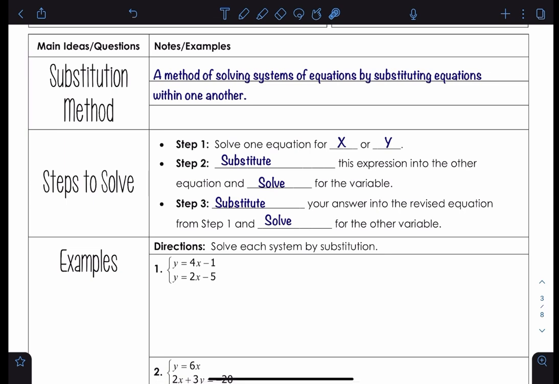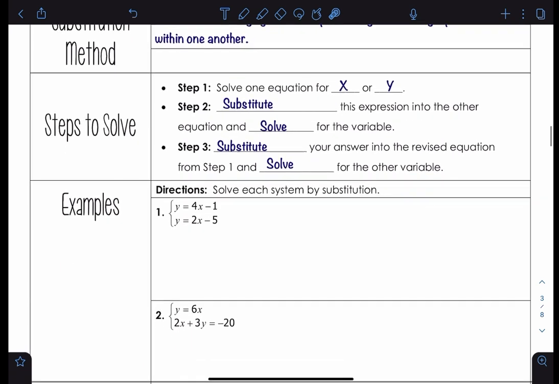So step 1, we're going to solve one equation for x or y, meaning we're going to choose which variable we're going to isolate first. Step 2, we're going to then substitute this equation into the other equation and solve for the variable. And then lastly, we're going to substitute the answer we get from the previous step into the revised equation from step 1 and solve for the other variable. So this is all going to make a little bit more sense when we start doing our examples.